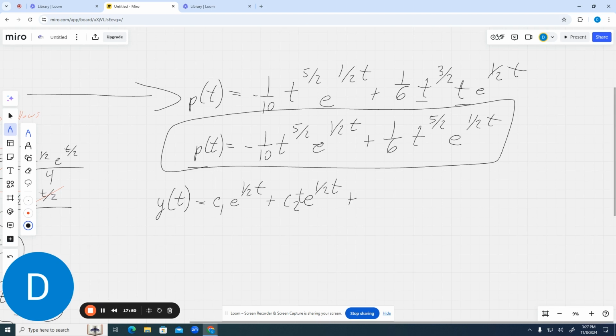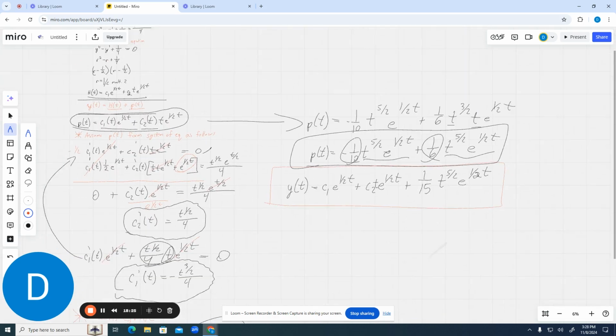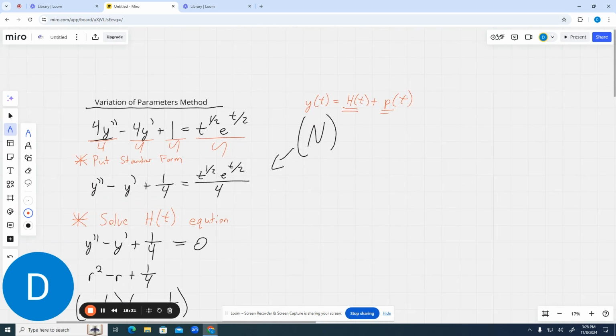plus all this. And actually, because these are all the same base here, right? t to the 5/2 e to the 1/2 t plus another t to the 5/2 e to the 1/2 t, we can add this and combine it and call this just 1/15 t to the 5/2 e to the 1/2 t. So that is our homogeneous solution plus our particular solution, and this is at the end of the day our final answer.